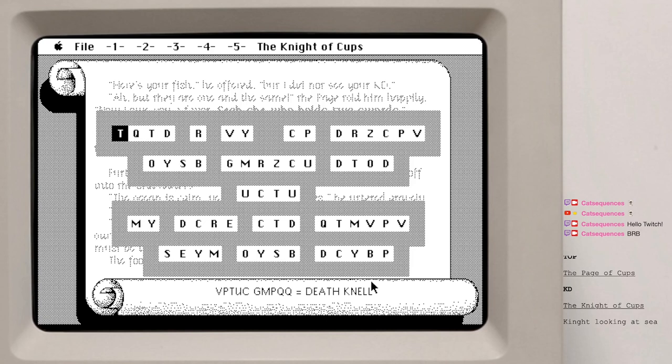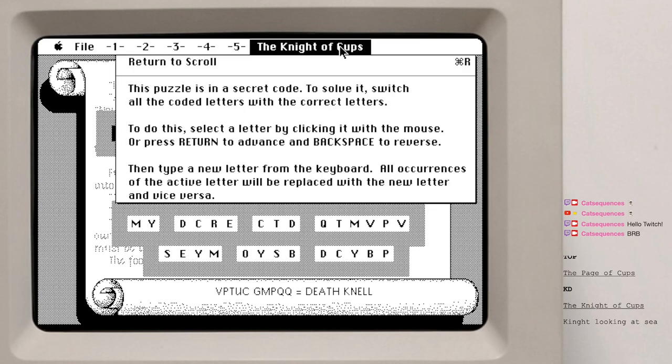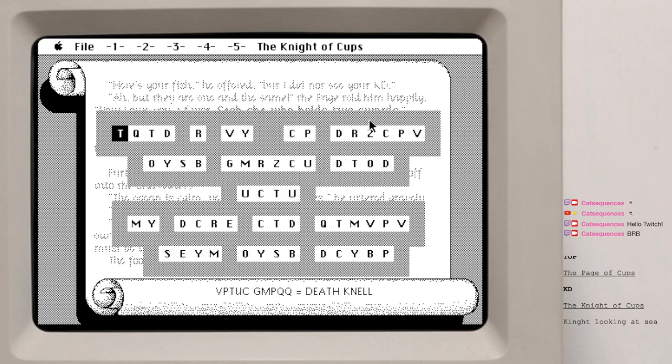All right, so we know what death knell is. Let's see what the instructions say. The puzzle is in a secret code. To solve it, switch all the code letters with the correct letters. To select a letter, click on it with the mouse, press return to advance, backspace to reverse, and then type a new letter from the keyboard. In all occurrences, the active letter will be replaced with the new letter and vice versa. Oh, nice. Right, so I'll write down some paper in front of me, for expediency's sake, rather than trying to type on my iPad or screen.